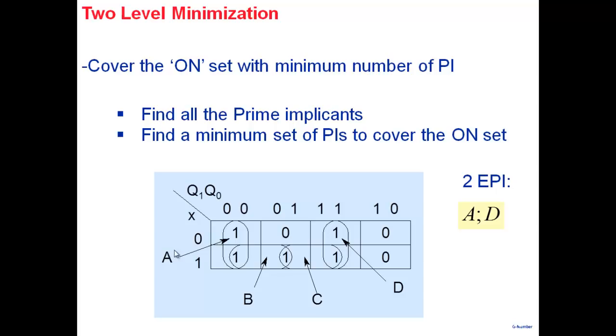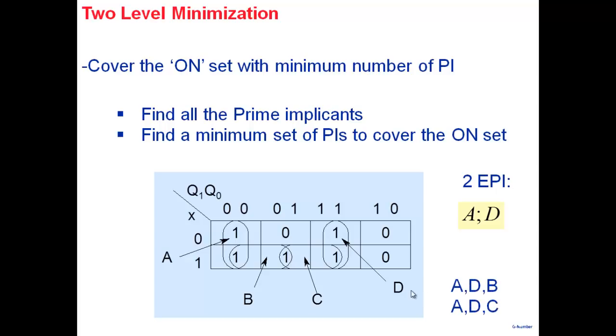Which means that when I keep A, it covers these two terms. When I keep D, it covers these two terms. So the only term which is left here is this one. So these two are covered, these two are covered. The only term which is not covered is this one, right?